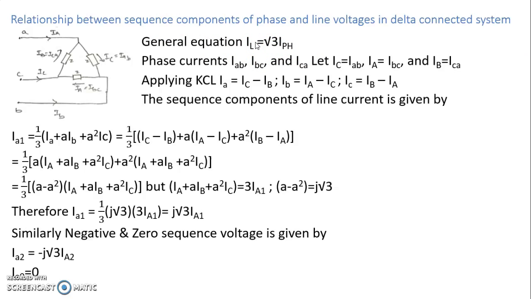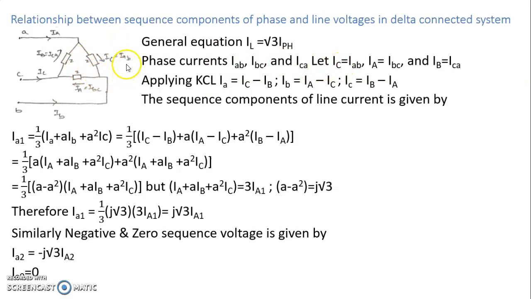Now in sequence components, what will be the equation we want to discuss? So let us say this is a delta connected system. In the delta connected system, we have IA, IB, IC values. These are the line currents, and these will be the phase currents, that is ICA, IAB, IBC. That can also be represented by IB, IA, IC due to the opposite vertex. So the same we have written: phase currents are IAB, IBC and ICA.